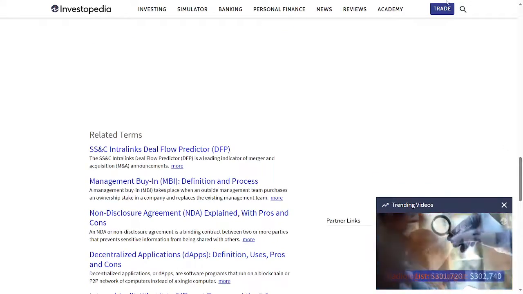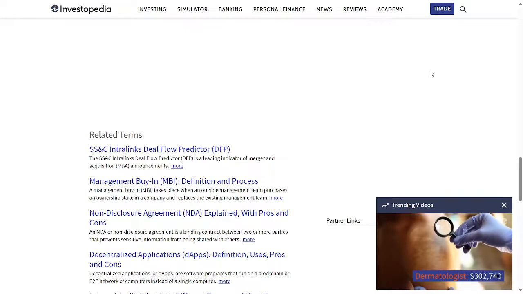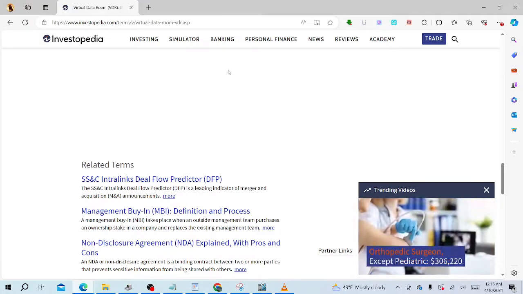Virtual data rooms have their advantages and disadvantages, but overall, the advantages outweigh the disadvantages, and it depends on what you want to use it for.